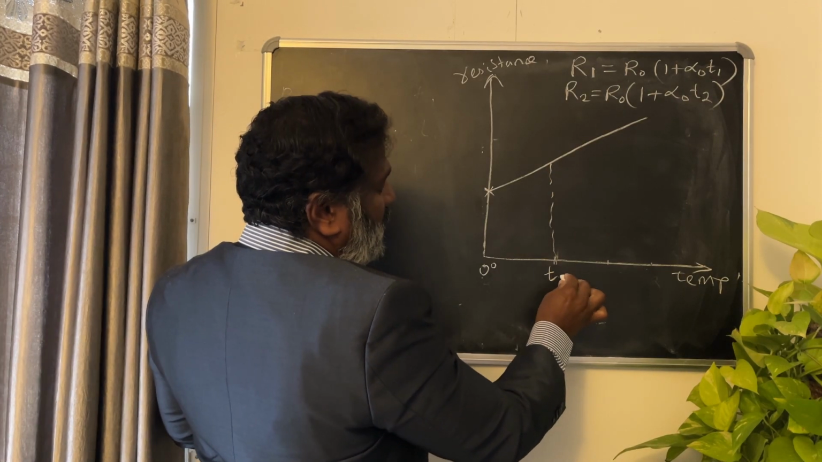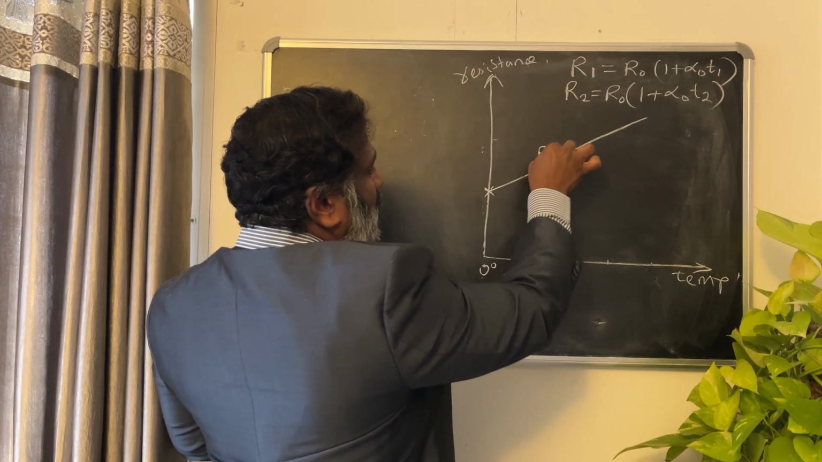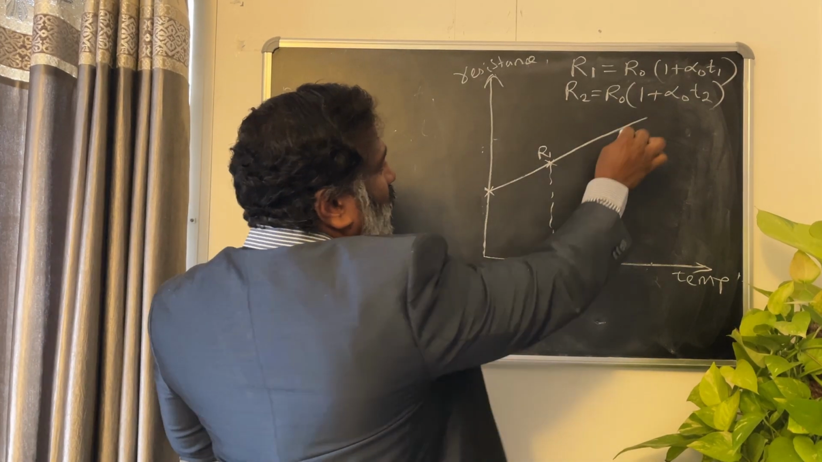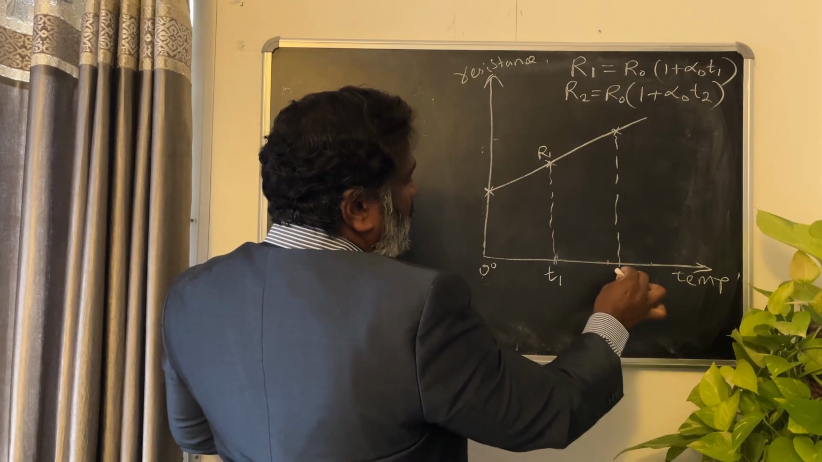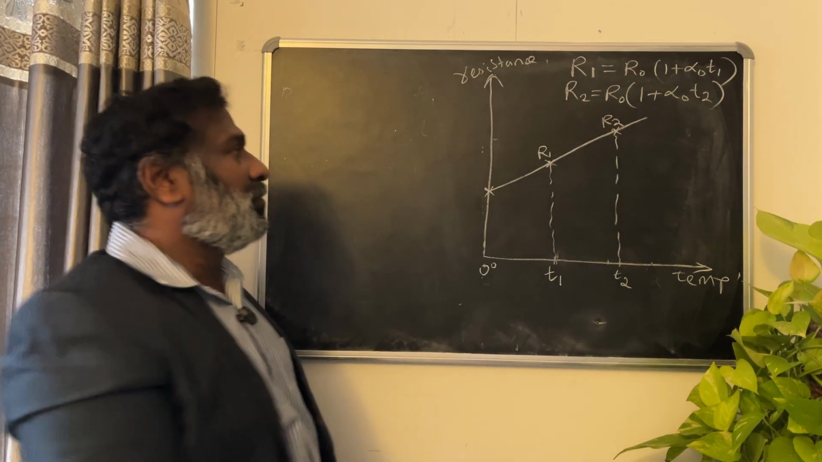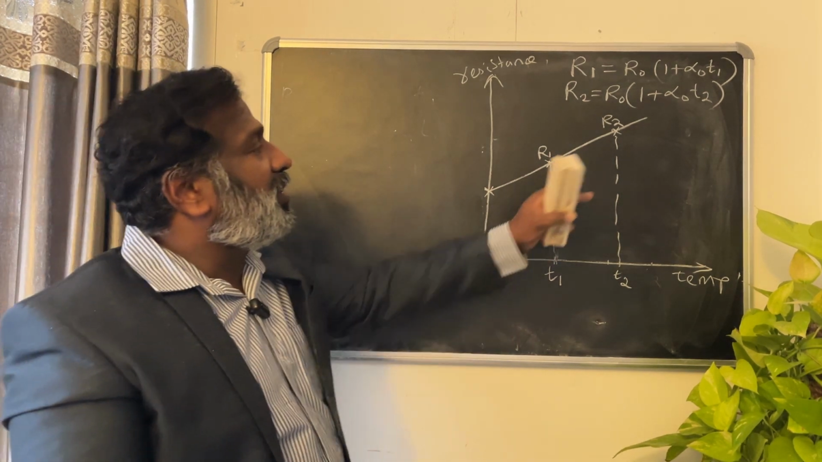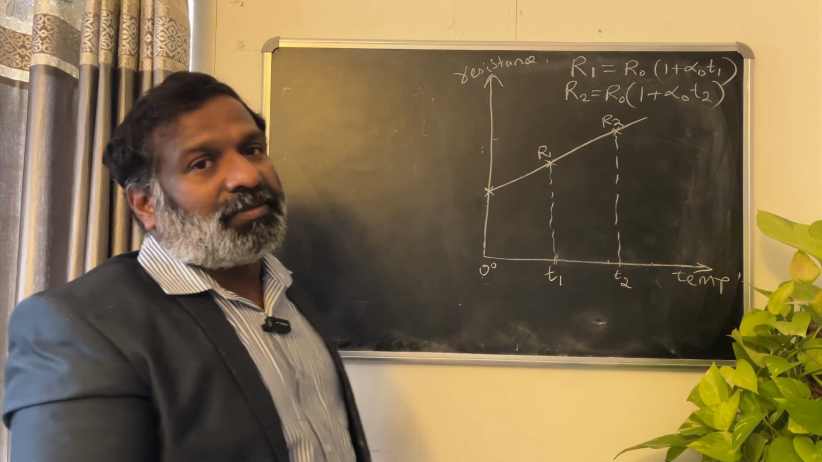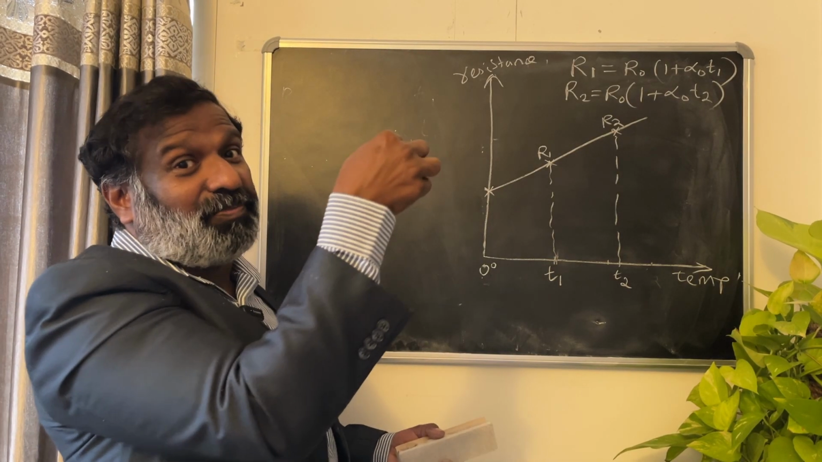I know the resistance at T1 degree centigrade, and this is R1. I want to find the resistance at T2 degree centigrade, and it is R2. Resistance at 0 degree is not known. How will you find the resistance at temperature T2? Can you find? So what is the increase in resistance in our specific problem?